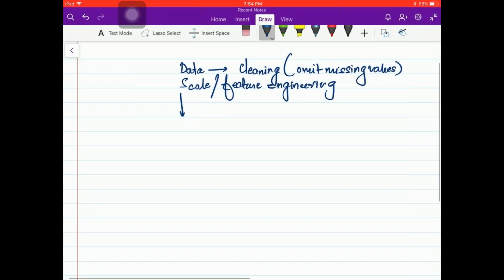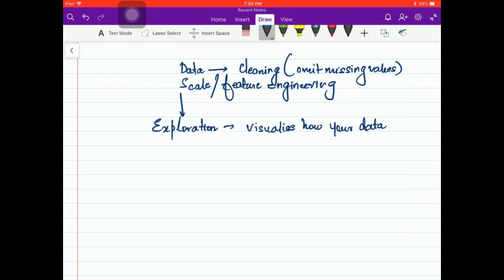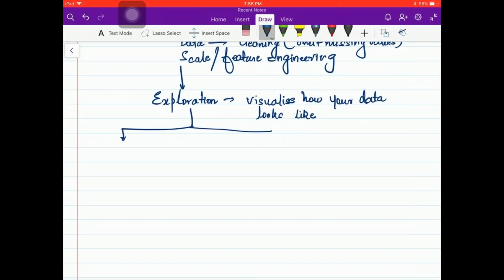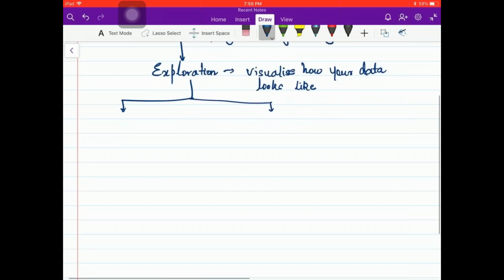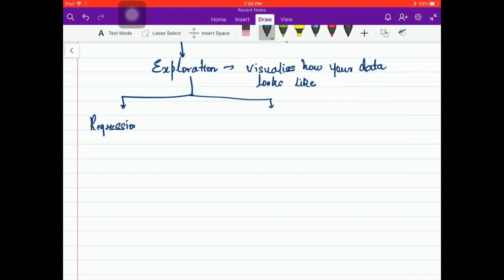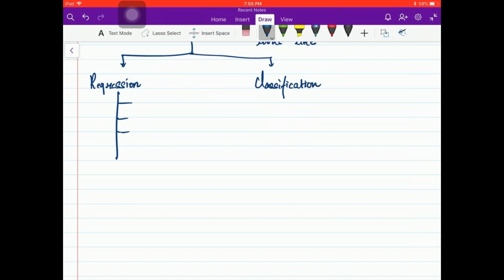Before that, I forgot a step, something called exploration. Exploration is basically to visualize how your data looks. After you see how your data looks, you will be able to see whether it's a regression problem or a classification problem. If it's a regression problem, start with a linear regression.